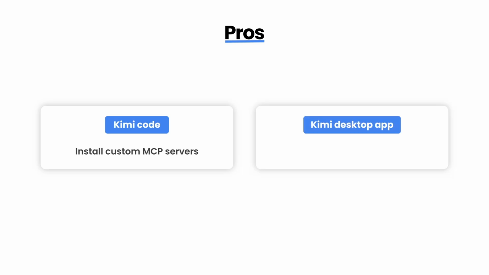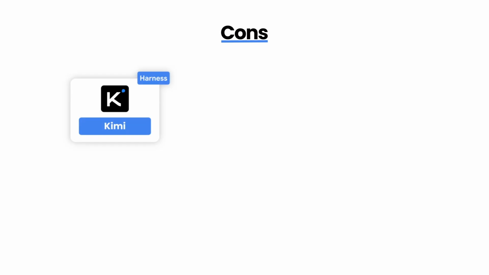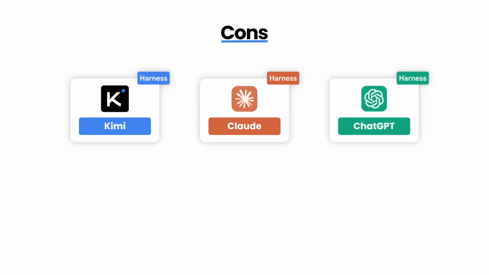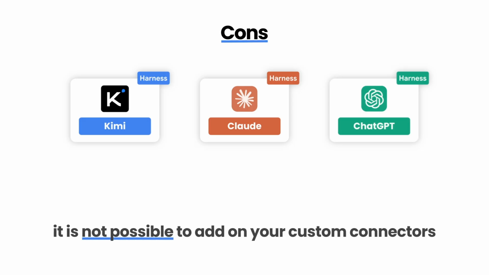And for the Kimi desktop app, it is much more natural and easy for most users to multitask and actually work through. Now, again, comparing Kimi's desktop harness compared to the Claude harness, compared to the OpenAI harness, the biggest downside here is it is not possible as of today to add on your custom connectors. So that's actually a huge downside if you're working with Kimi code compared to some of the other traditional leading harnesses out there.